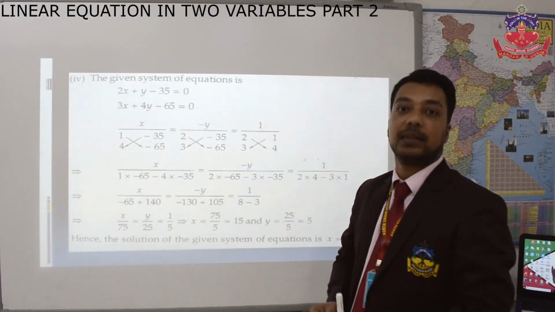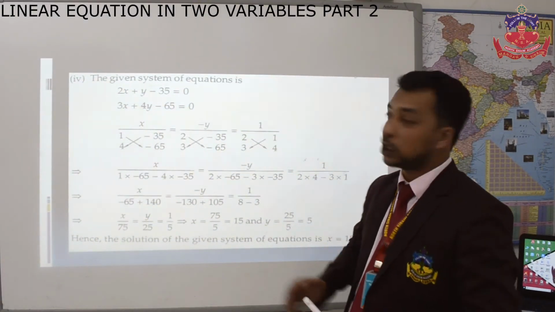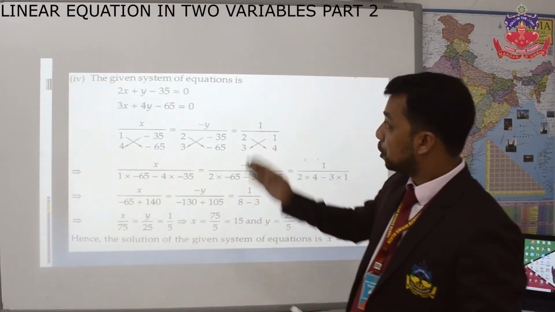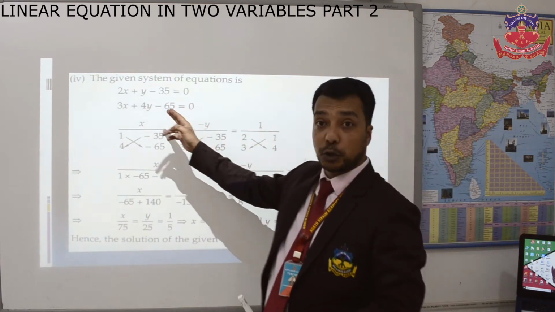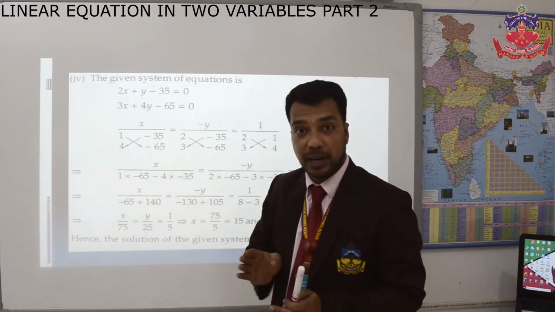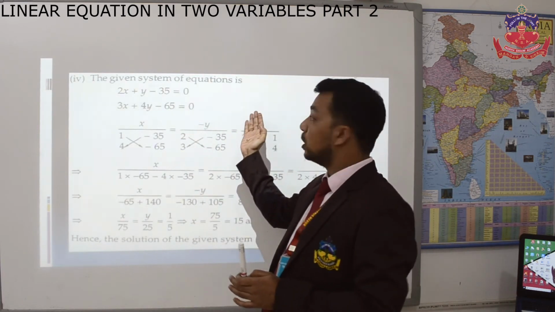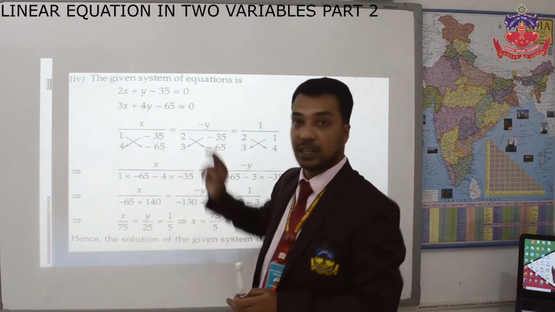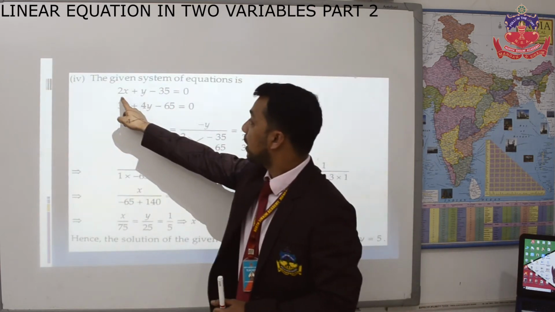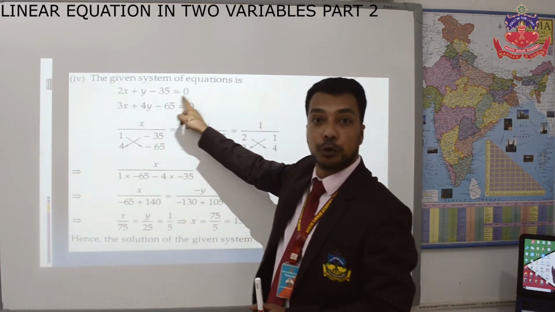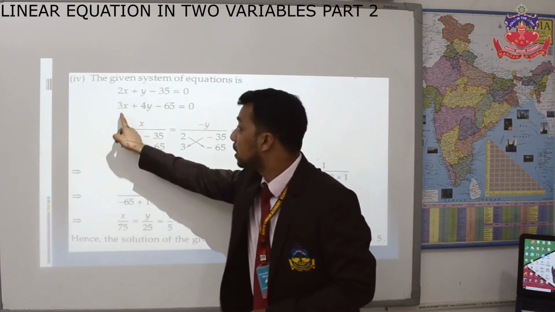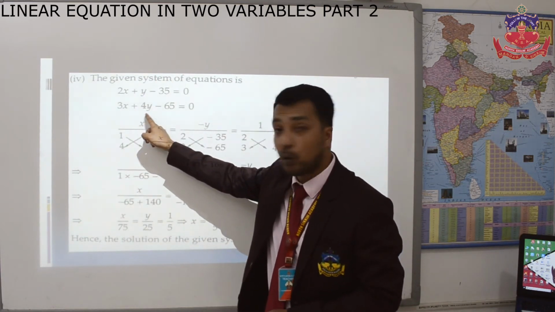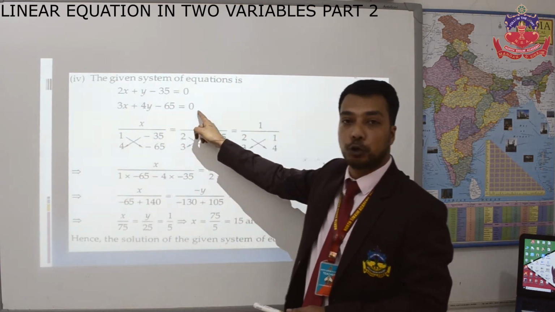Let us now understand cross multiplication with another example. Out here, the two equations which are given have already been modified, that is, the constants have already been taken from the right hand side to the left hand side. So the first equation is 2x plus y minus 35 equals 0, and the second one is 3x plus 4y minus 65 equals 0.